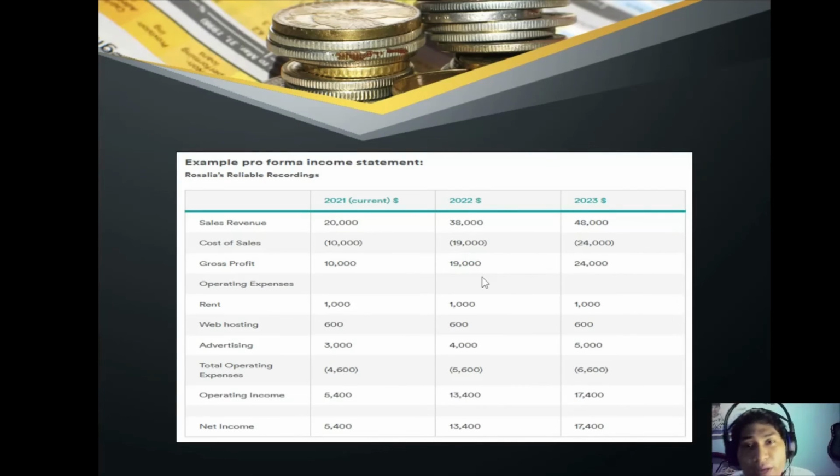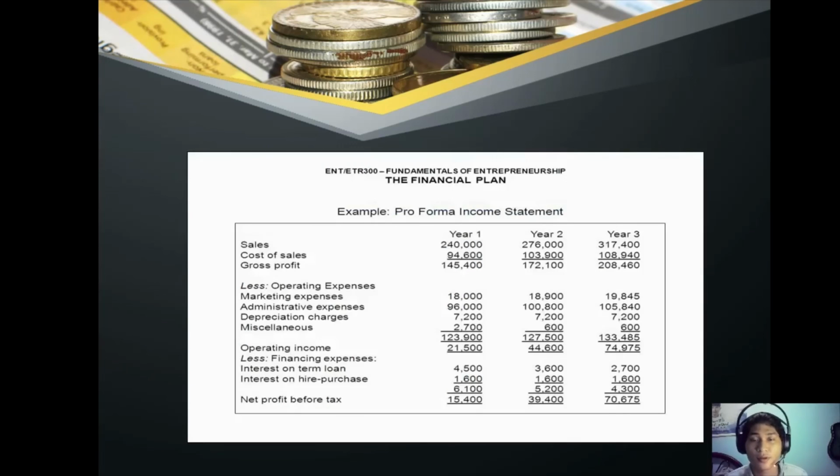Example of pro forma income statement. The current year is 2021. It forecasts the year 2022 and 2023. It forecasts sales revenue, cost of sales, gross profit, operating expenses, up to the net income.